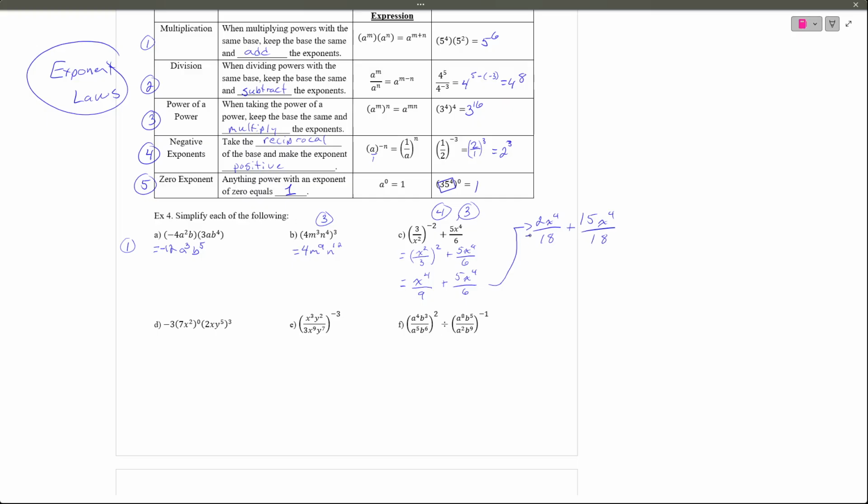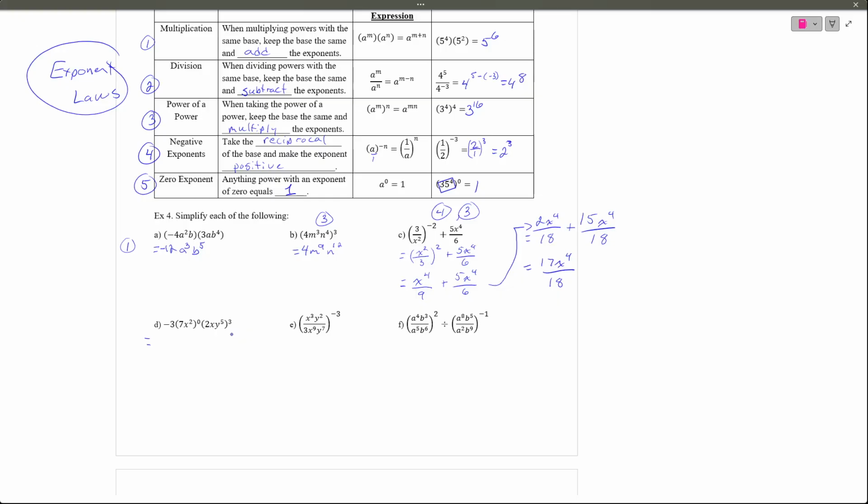So now we can keep going. We need to combine everything, and we end up with 2 plus 15, that's 17x to the power of 4 over 18. That's our final answer, no matter how beautiful it is. Okay, let's go over here.